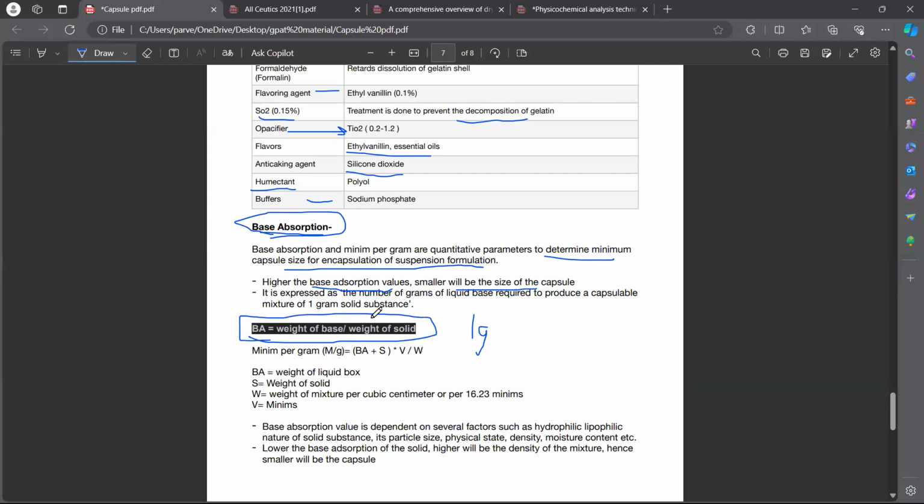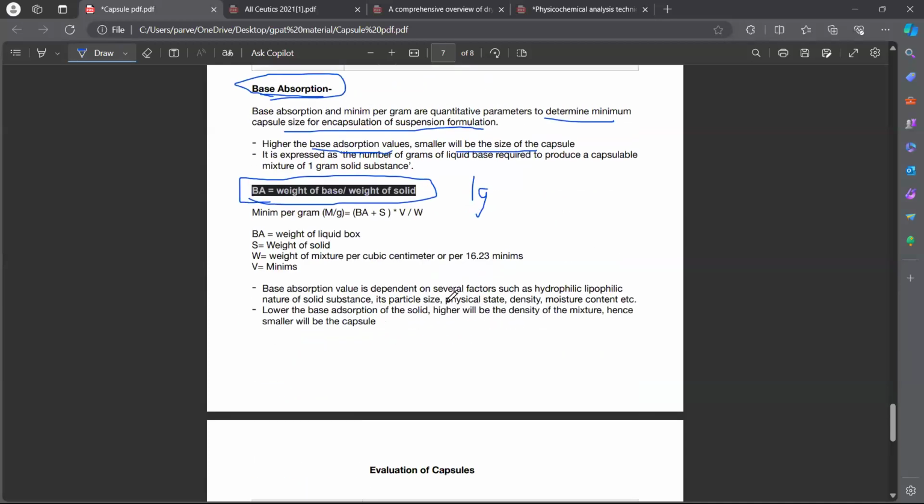So for example, for a solid, if the base adsorption value is lower, then the density of the mixture will be higher and smaller will be the capsule. And also the base adsorption value depends upon several factors such as hydrophilic, lipophilic nature of the solid substance, its particle size, physical state, density, moisture content, etc. So these are the different parameters which influence the base adsorption value. As I mentioned, this point is very important, guys. Lower the base adsorption of a solid, higher will be the density of mixture, hence the smaller will be the capsule.